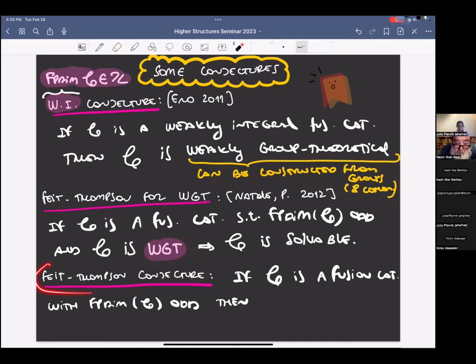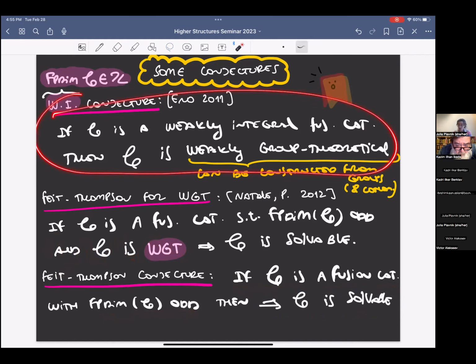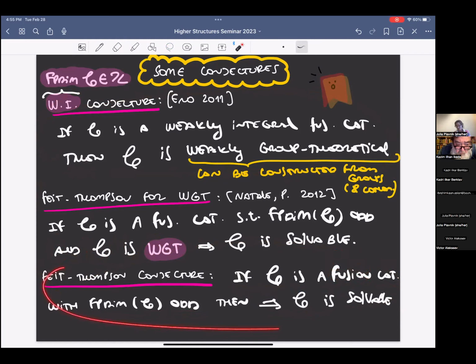The more general conjecture would be this one, that if I have a fusion category with odd dimension, and now I'm dropping this condition, the conjecture is that in this case it is solvable. This conjecture goes hand in hand with this other conjecture. So this implies this one too. So it's not like a crazy conjecture, but this would be very nice. And actually this is enough to prove it for modular. It would imply also the fusion case. So this would be something that I would love to know.